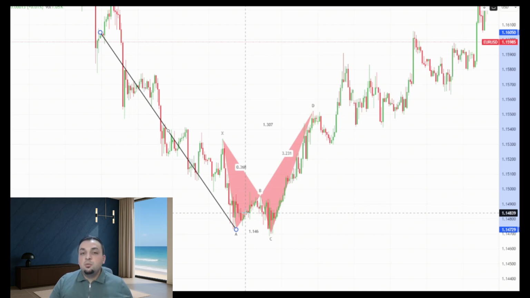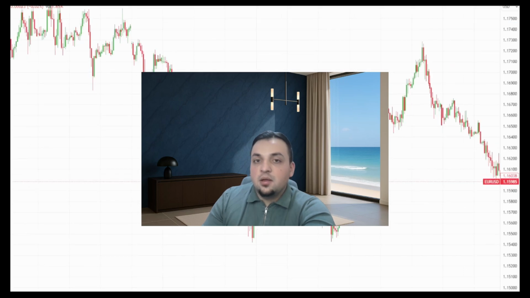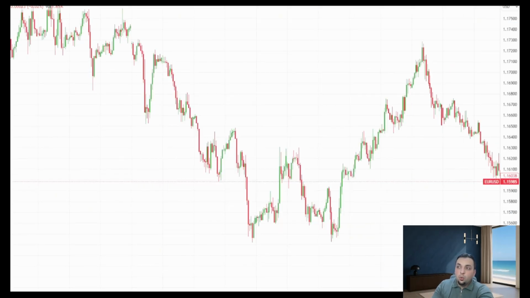So this way, you will know how the market makers are basically manipulating you through patterns, in this case, the harmonic patterns. I have found another very interesting example to show you. We are still on EUR/USD 1 hour time frame, and as you can see, we have a bullish M pattern that was formed on the minimum. So the market went down in a very serious bearish trend, then it created an M pattern.